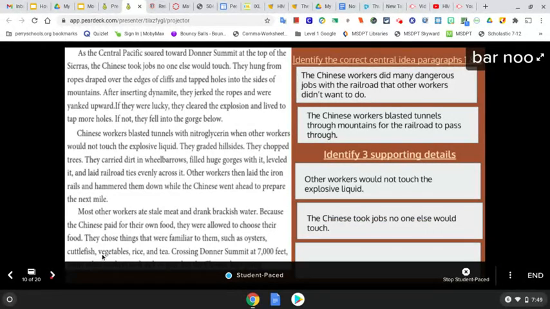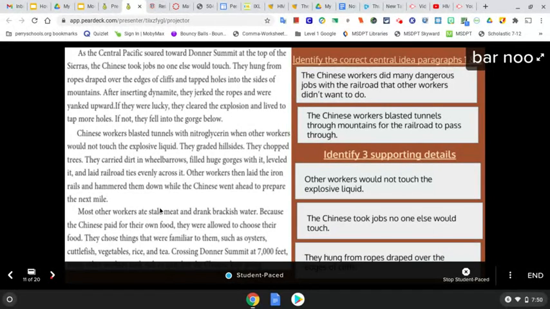I also, if I go back into the text, see another detail that supports that. The Chinese took jobs no one else would touch. Where was that? That was in the very first sentence, the topic sentence of that paragraph. Weird. In both paragraphs, the topic sentence contains the same type of sentence. It's repeated. Chinese took jobs no one else would touch. The other workers would not touch the explosive liquid. Okay? So my topic sentences gave me the answer, as well as it's repeated throughout.